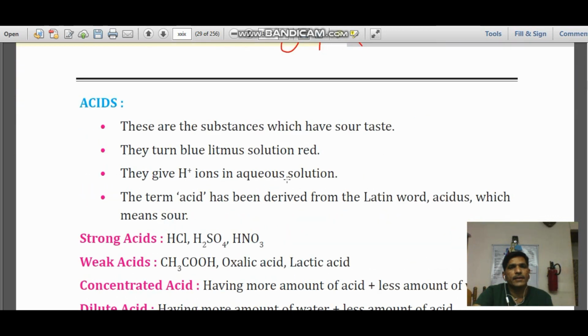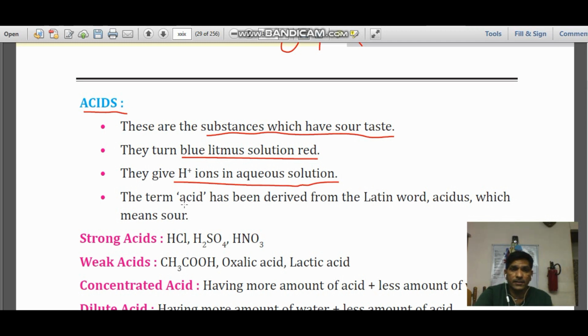Now, related to this lesson, first of all we have to define the term acid. What is the meaning of the term acid? Simple: a substance which has a sour taste is called acid. Second, they turn blue litmus red. Third, it gives H plus ion in aqueous solution.